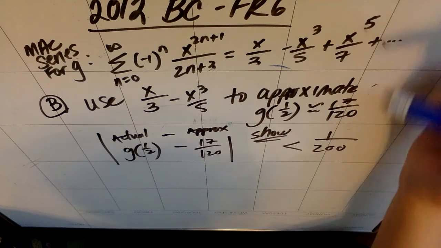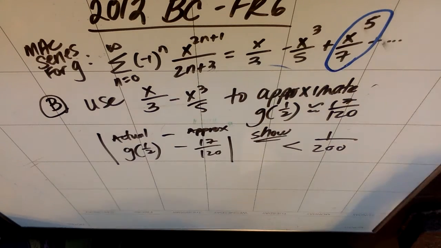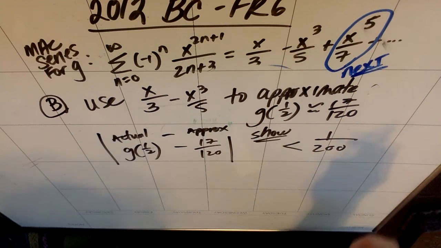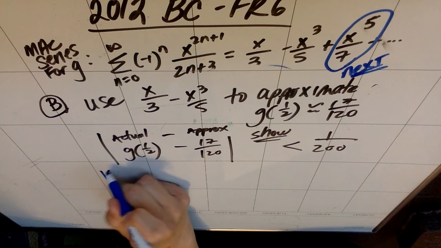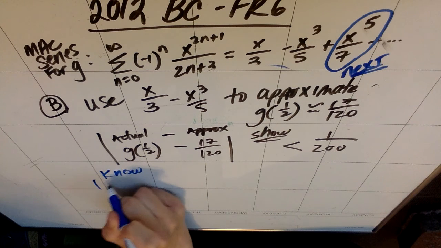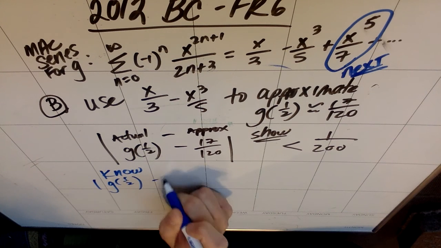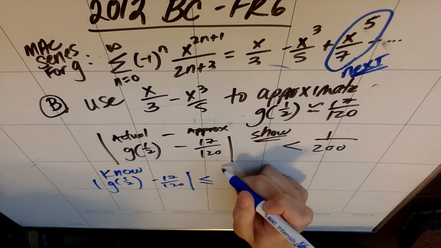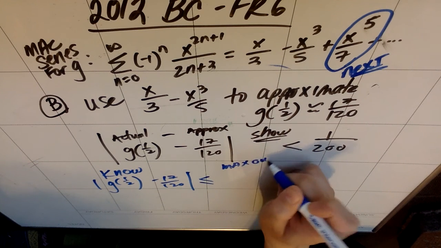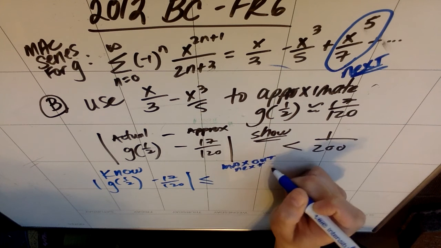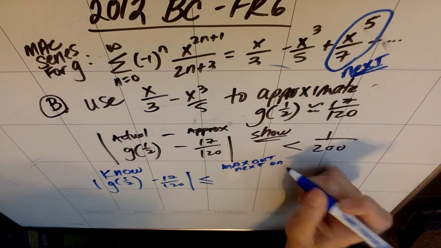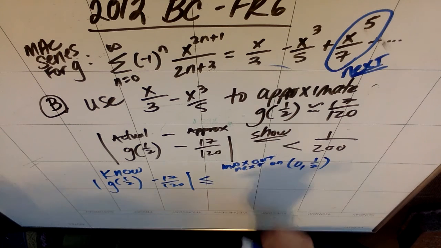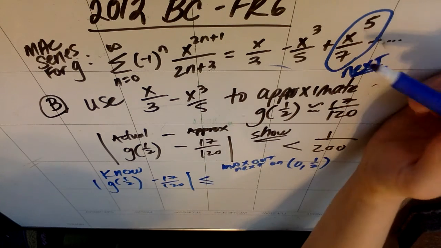you want to max out the next term, right? This is the next term in the series, so you want to max out. What I know for a fact is that G of 1/2 minus 17 over 120 is less than or equal to the next term maxed out on the window from the center, which is 0 because it's a Maclaurin series, to the value I used, which is 1/2. Well, if I max that out, the only thing I can max out is x to the 5th.